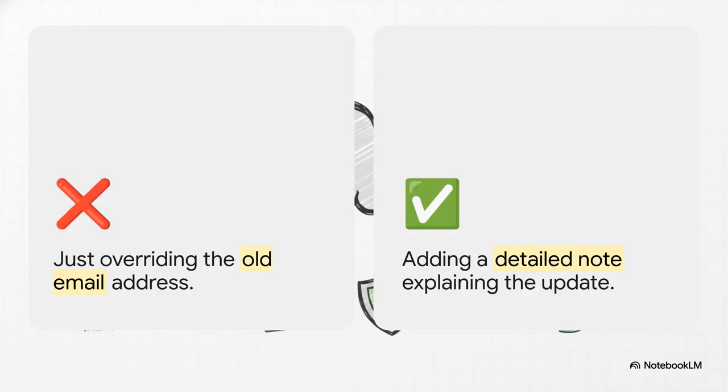And when you're updating information, whatever you do, don't just erase the past by overriding the old email address. Instead, document the update in the notes field. What changed, why it changed, and exactly when. This creates a crystal clear audit trail, explaining the whole situation for anyone who might review the record down the line.